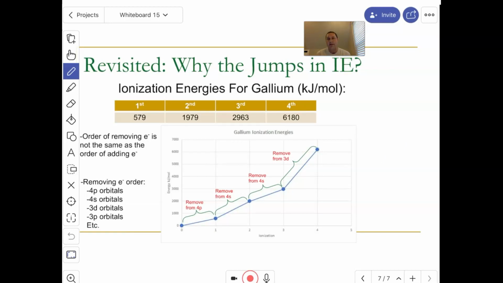The order of removing is not the same as the order that you add electrons when you're setting up those electron configurations. When you remove electrons, okay, 4p's would be removed first. Then we'd remove 4s's. Then we remove 3d's. Then 3p's, etc. Okay, we can think of what comes after the 3p. Well, then it would be the 3s, and then the 2p's, and so on. Okay, so watch out for that. That is your ionization energies revisited.